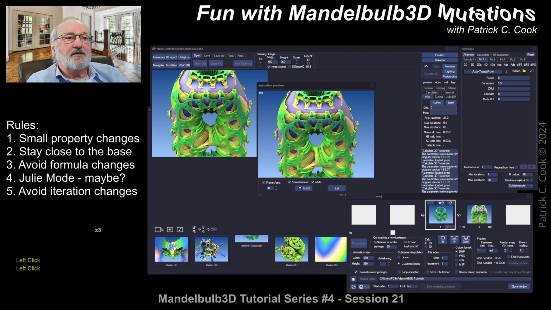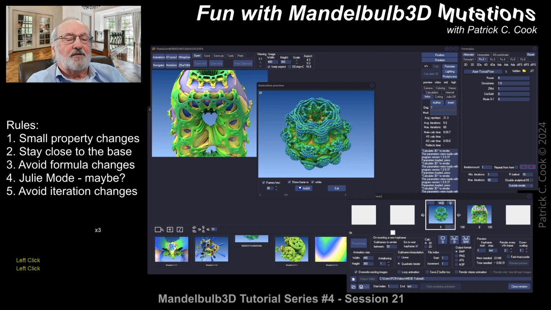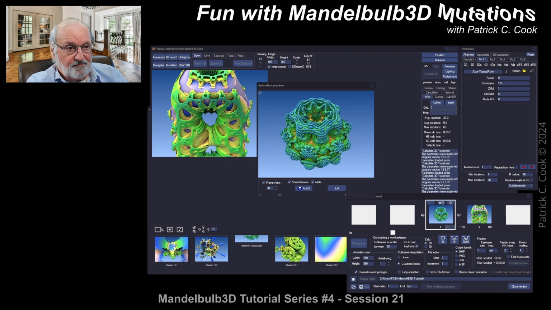When 2 keyframes have different formula constructs, the Mandelbulb3D animation does not work. That may be true for the Julia mode as well. It may be true for the iteration count as well.